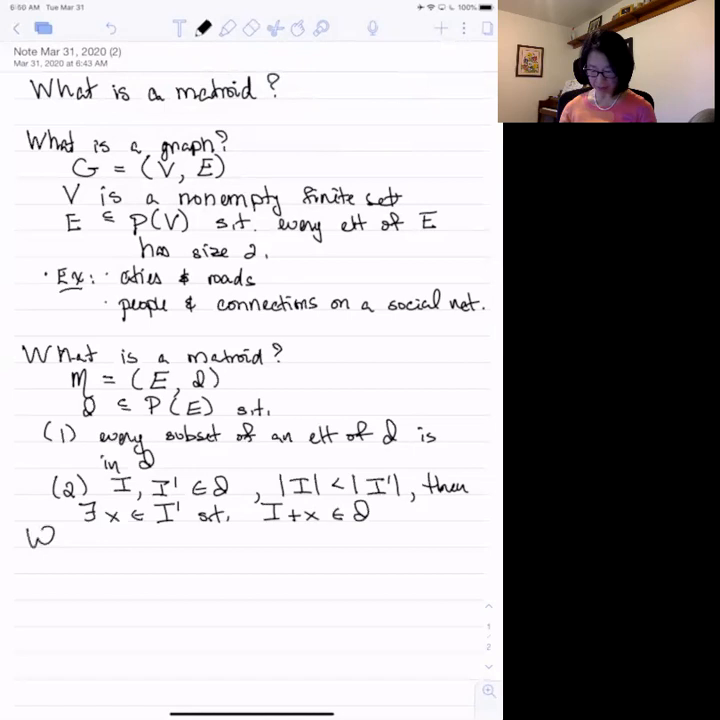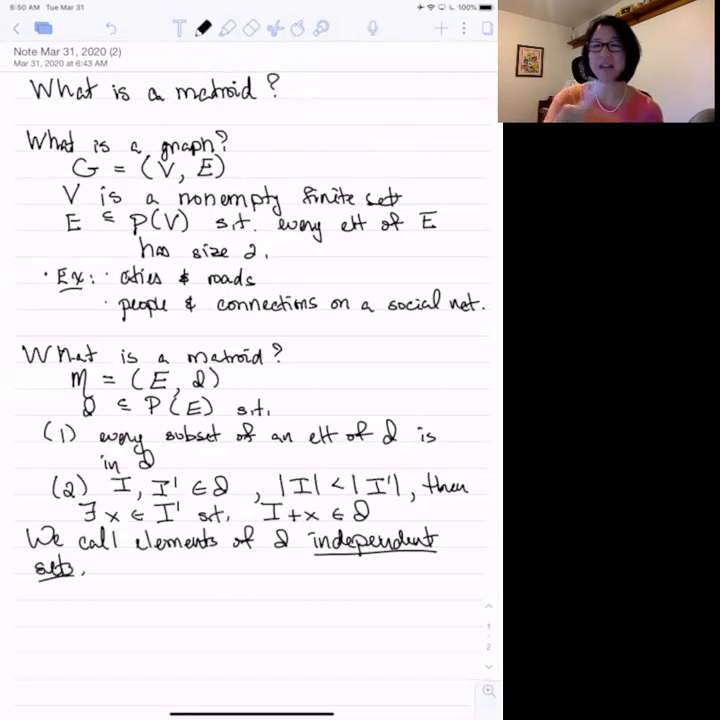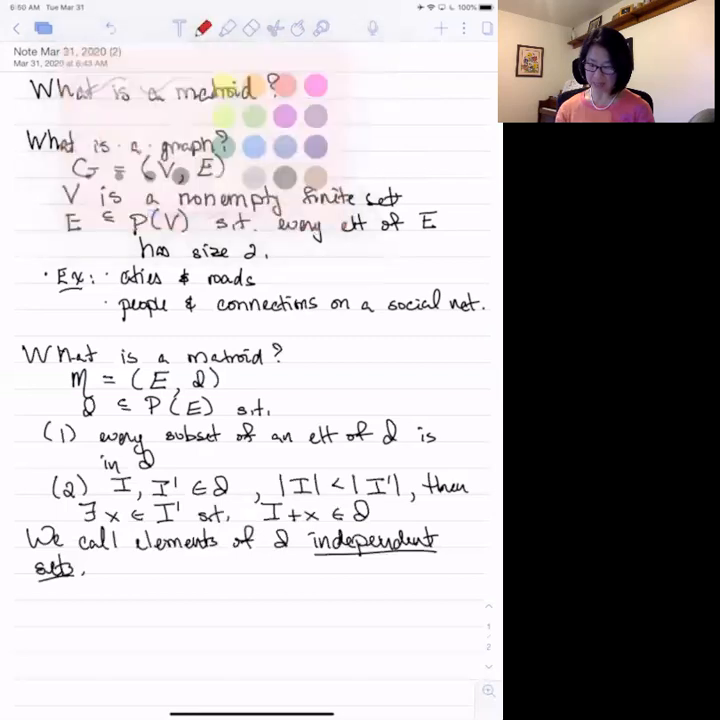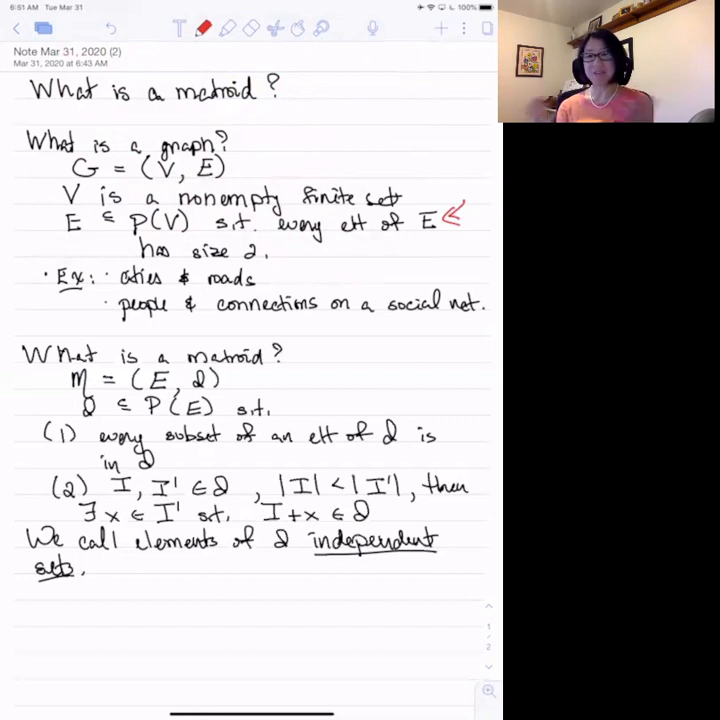And we call elements of this script I independent sets, by definition, just like in our definition of graph, where we have this set E, which a priori is just a set of unordered pairs of elements of V. We call those unordered pairs edges. Here we're going to call these weird sets in I independent sets.